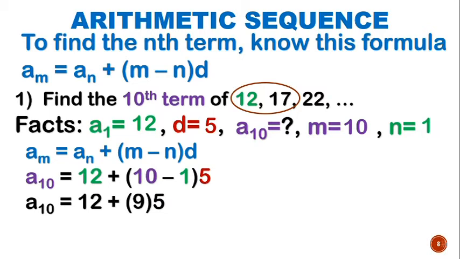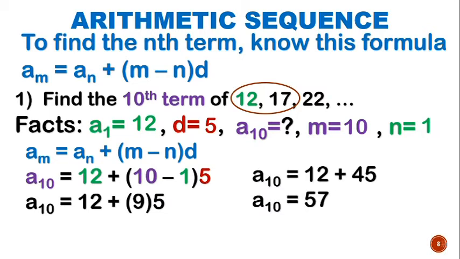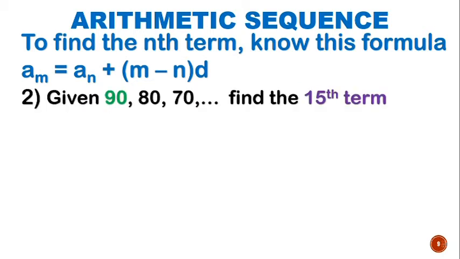So 12 plus 9 times 5. What's next? 9 times 5. So 12 plus 45, that's 57. So the 10th term is 57. Okay, let's do number 2.